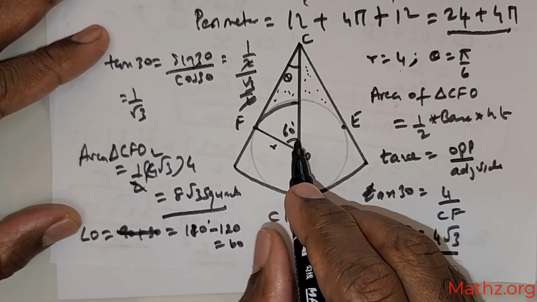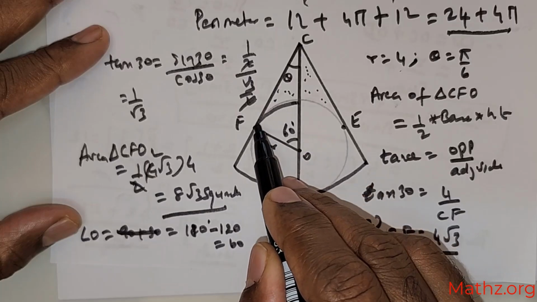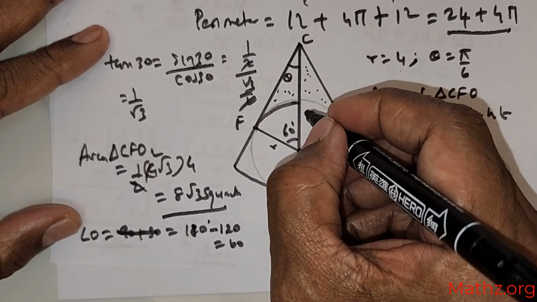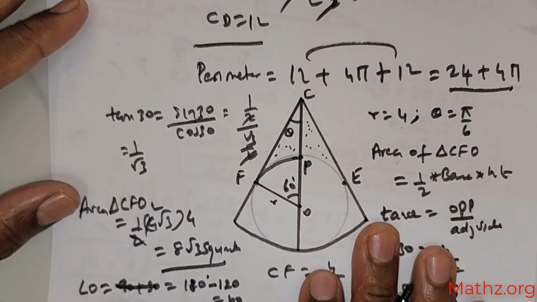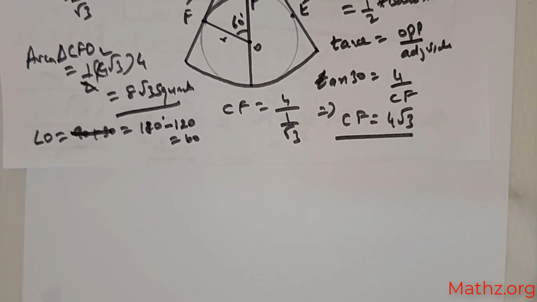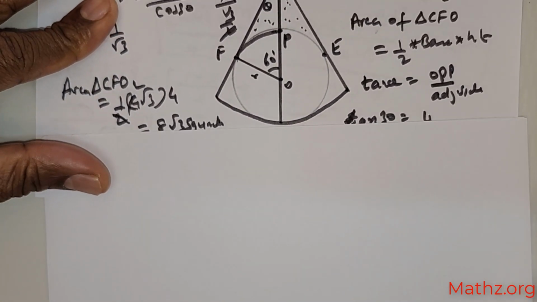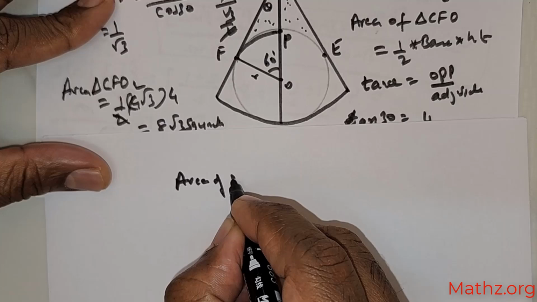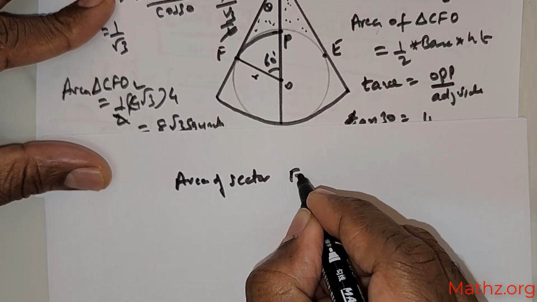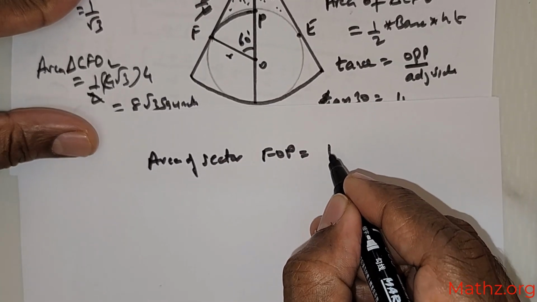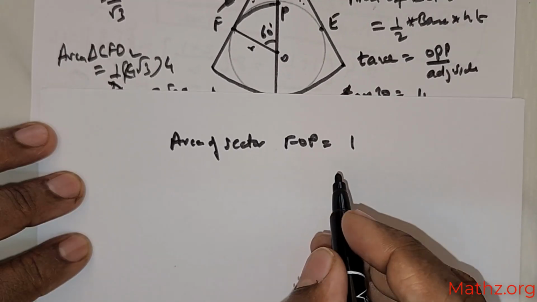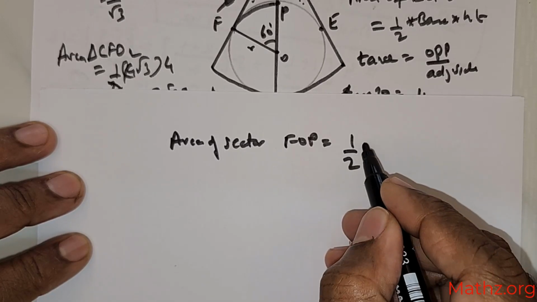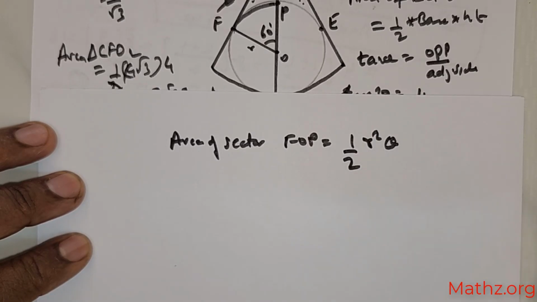Now why did I do this? I need to get this region, the area of the sector. So let me mention this point as some P, right? This region is P. So area of sector FOP, we need to use the sector formula. So that is going to be half times r squared into theta. So that's the sector area.